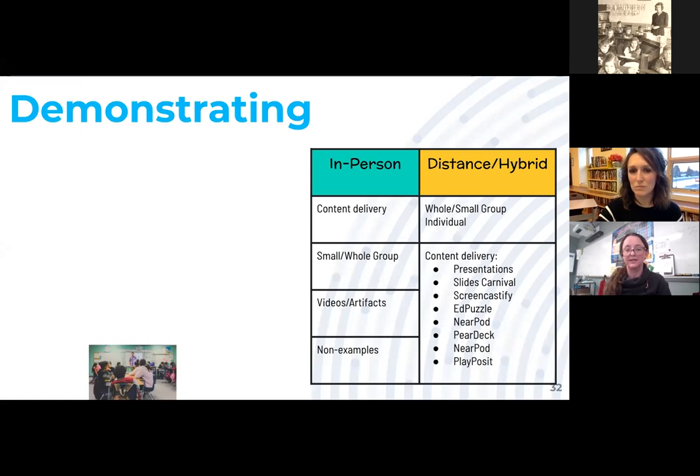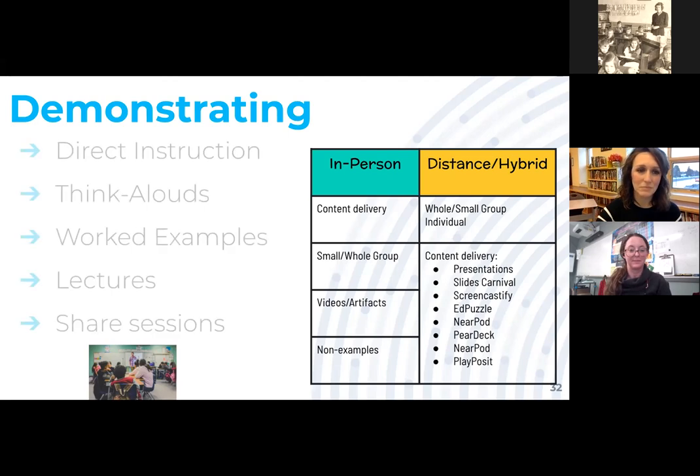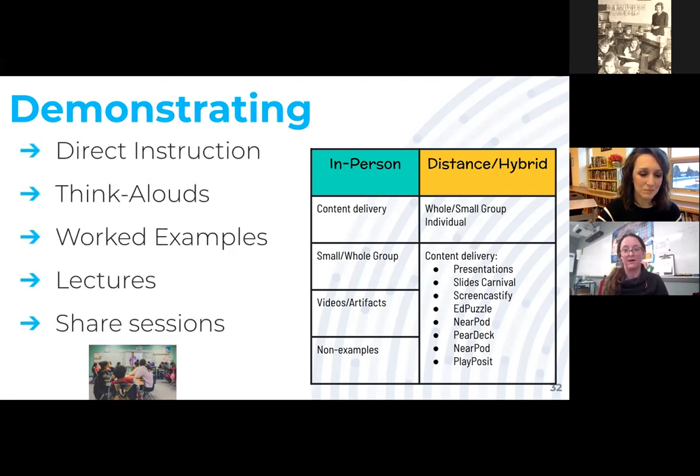So content delivery, either small or whole group, if you're doing this in person, might be through the use of videos or artifacts or non-examples. And through distance and hybrid learning, we can use a mix of all those things, also in whole group, small group, or individual. And then there are different ways of delivering content. So it might be through presentations, Slides Carnival, Screencastify, Edpuzzle, Nearpod, Pear Deck, Playposit. There's an endless amount of tools out there that will allow us to do this.